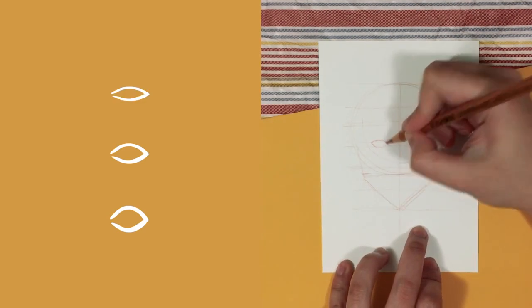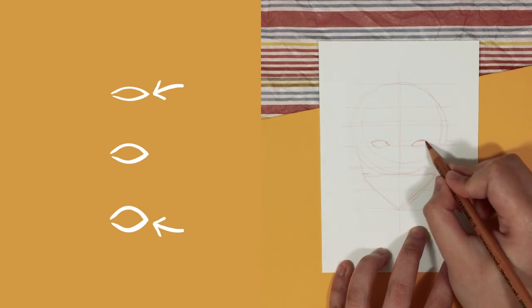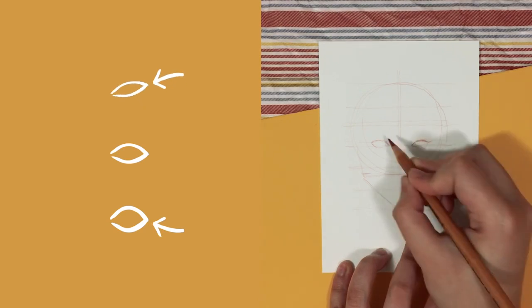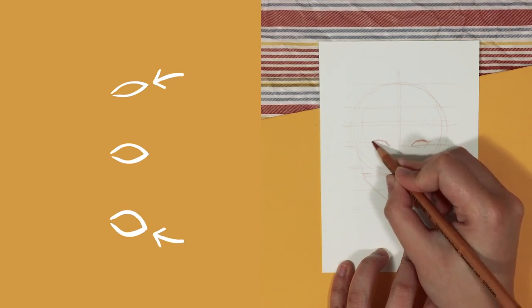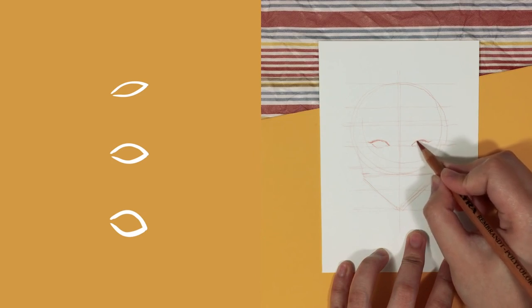I also like to take note of the outer point, because changing the placement of this, whether it's a little bit higher up or a little bit lower, can give us a range of eye shapes, such as an almond eye shape or a downturned eye shape.